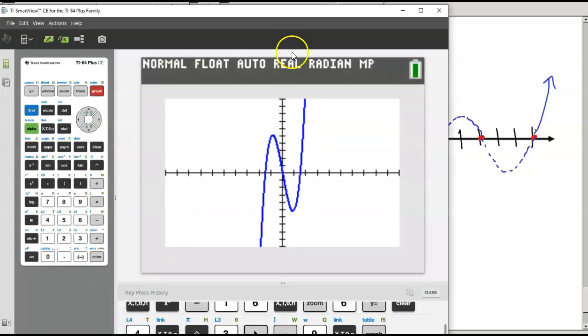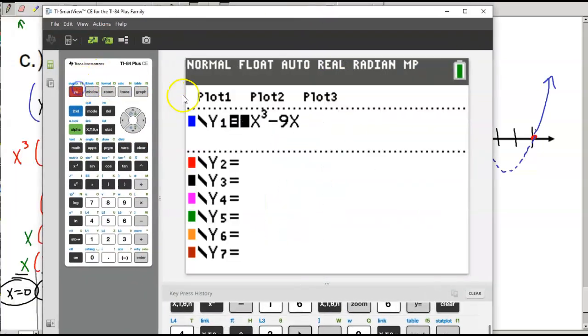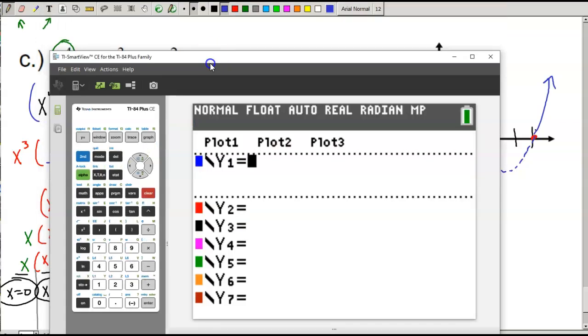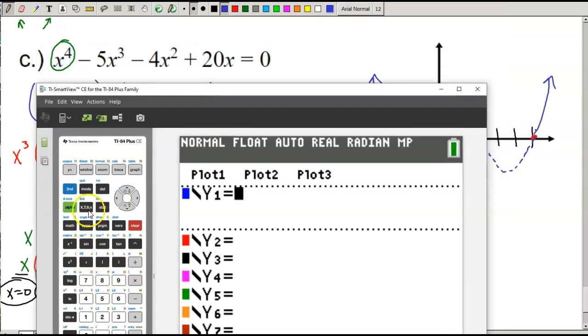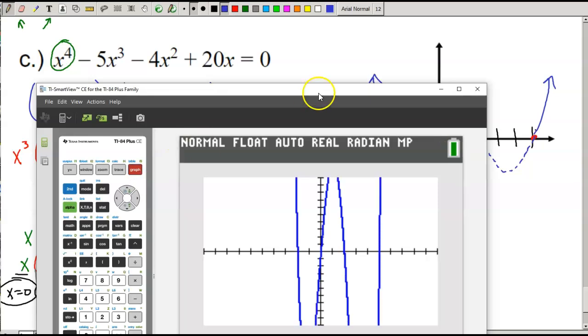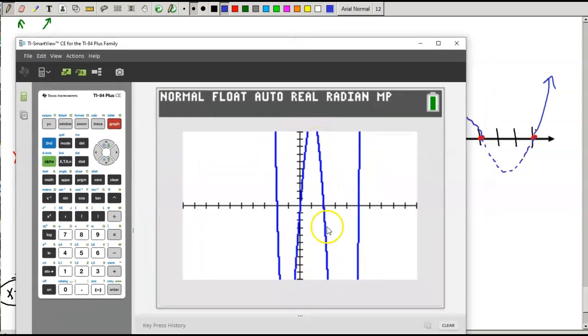But definitely check it on the calculator here just to practice those skills. So we have x to the fourth minus 5x cubed minus 4x squared plus 20x. Graph it, and you can see that there really is a W there.